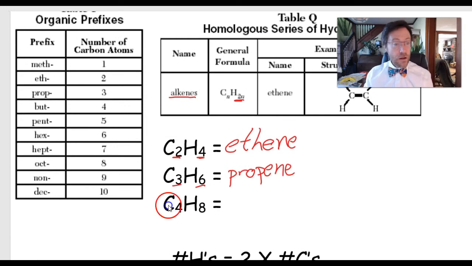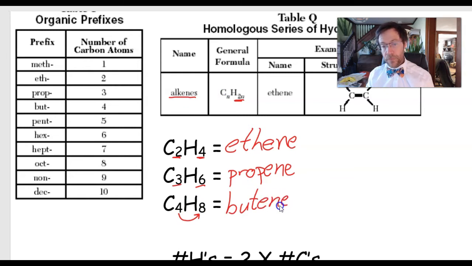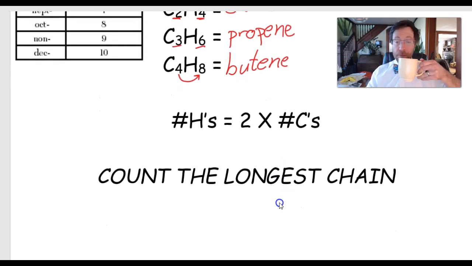Let's keep going. Number 4, it's got a prefix of but. It's pronounced but. All right. My ratio here, there's my N, that's 2N, that's ene. Butene. Remember how to find the number of hydrogens. This is just like a reference to the general formula.